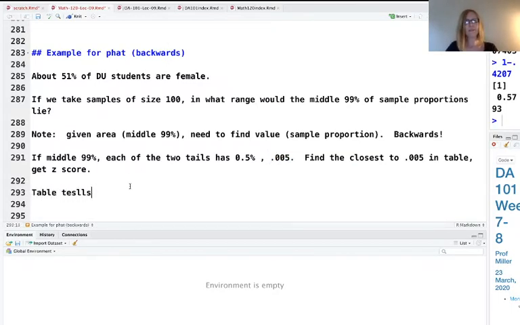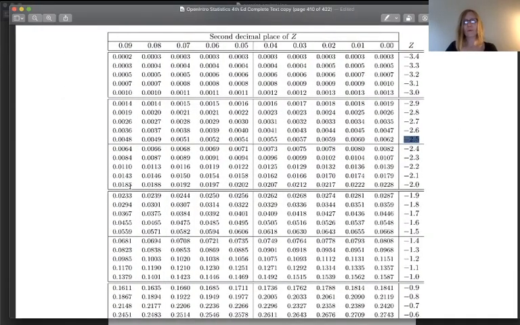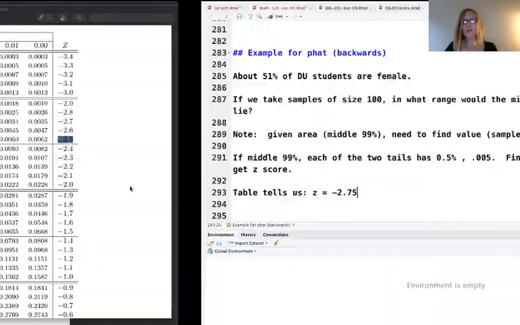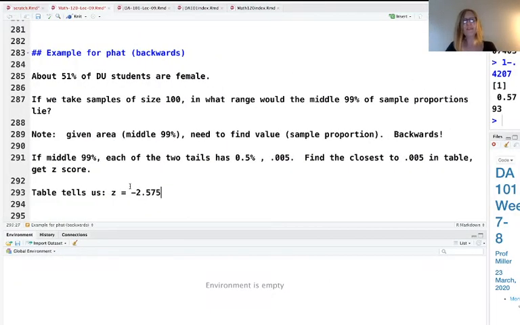Table tells us negative 2.75. Oh, sorry, I forgot. What is it? 2.575. Excuse me. We'll use both, plus or minus, for the two bounds. Because the negative one is over on the bottom side, and the positive one is the one that's over on the top side. We want to use both of them because we're looking for this range in the middle 99%.